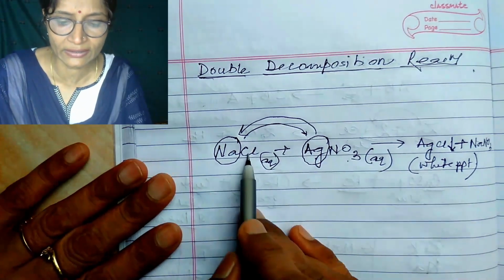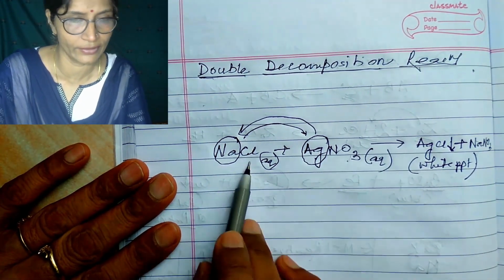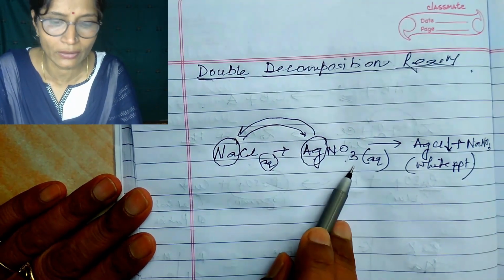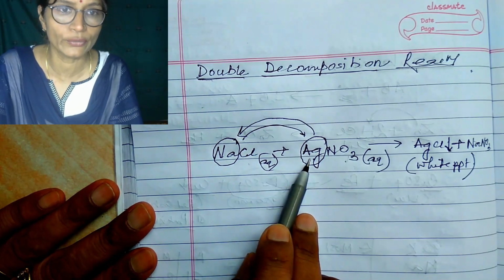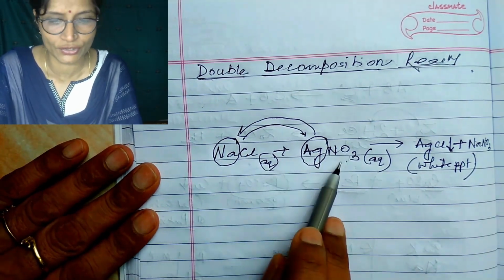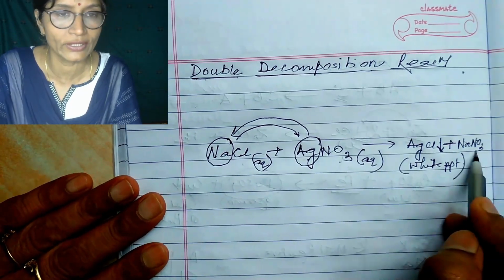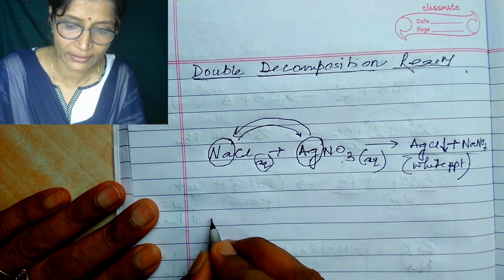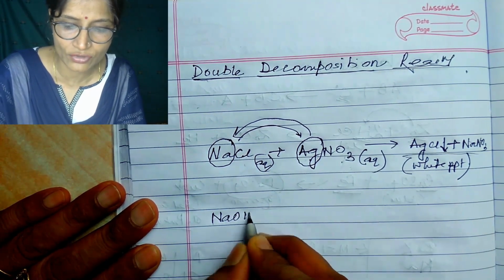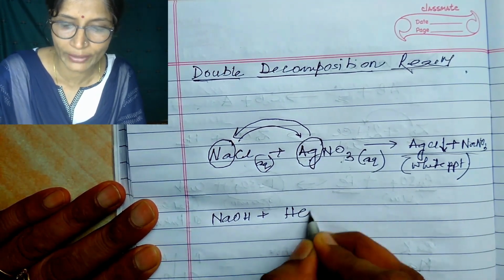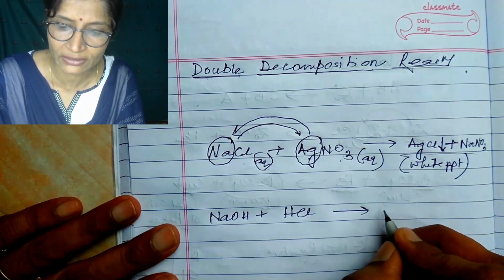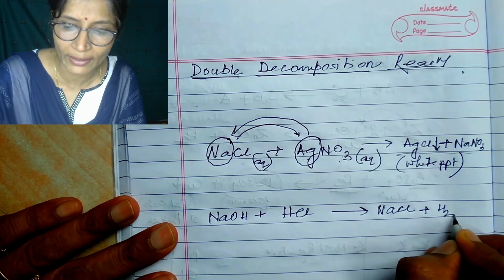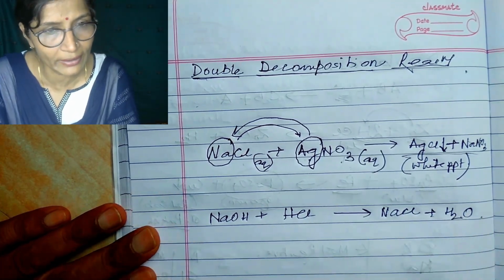Or I can say that the chloride radical exchanges with the nitrate. So two compounds are there in the aqueous state, both are soluble. The positive radicals, or the negative radicals, exchange with each other and give two products. Again, sodium hydroxide when treated with HCl, hydrochloric acid, also has exchange of radicals, and this will give sodium chloride plus water, H2O. So this is also a double decomposition reaction.